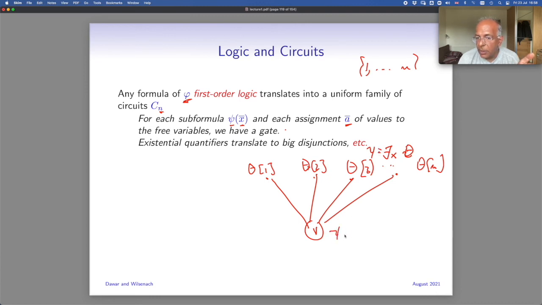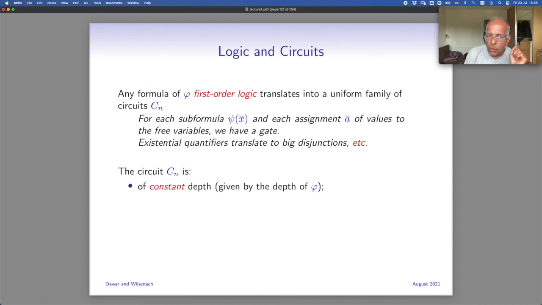Now, psi may have additional free variables. And of course, in theta, you have all those free variables in addition to the free variable x, which you've assigned this value. Okay. So the circuit you obtain has constant depth. It's given just by the depth of the formula, right? Because really each quantifier adds one more layer to the circuit.